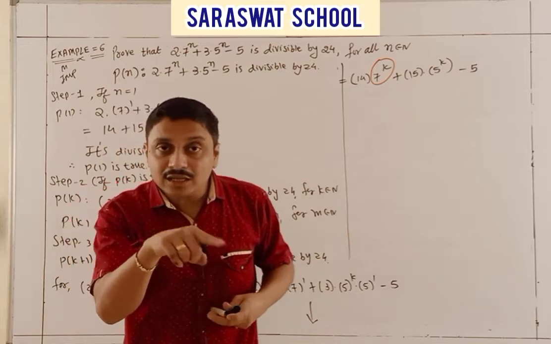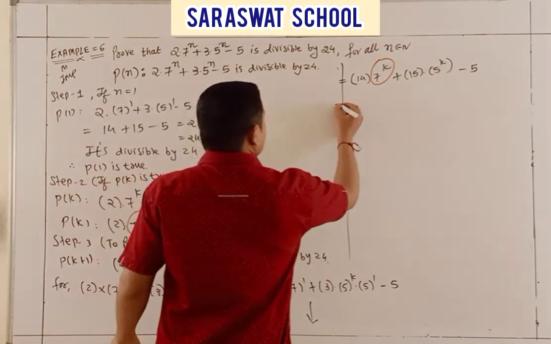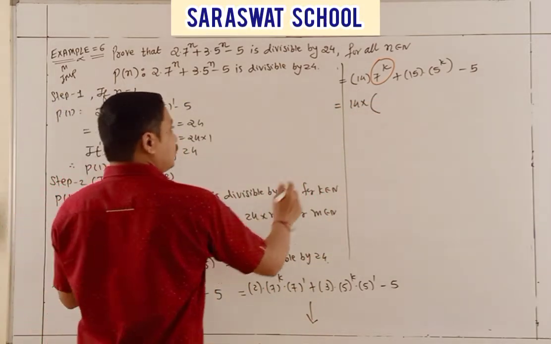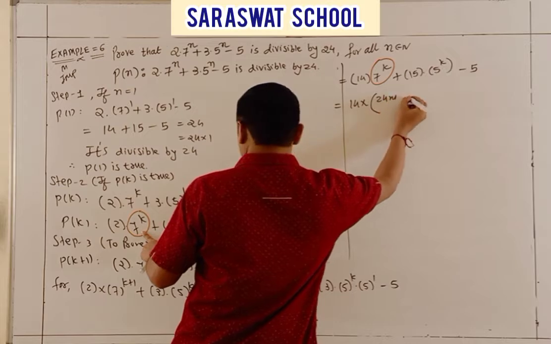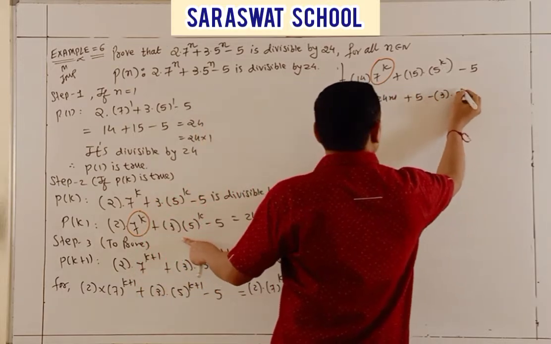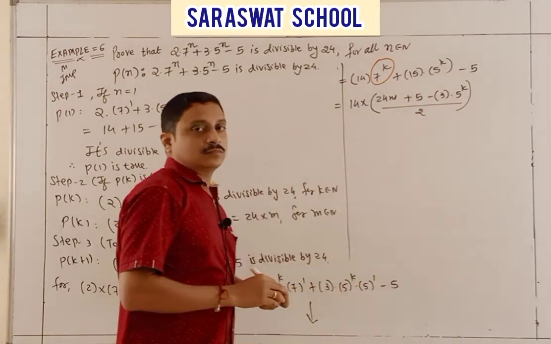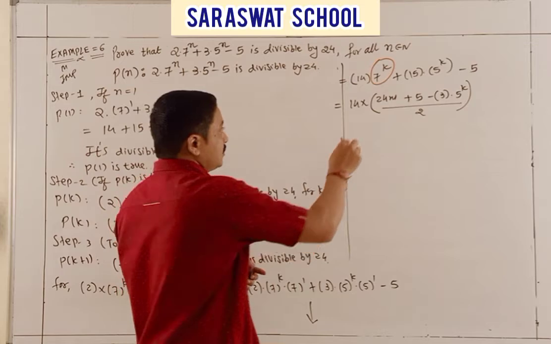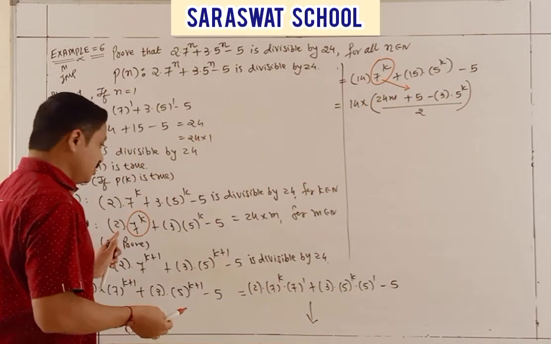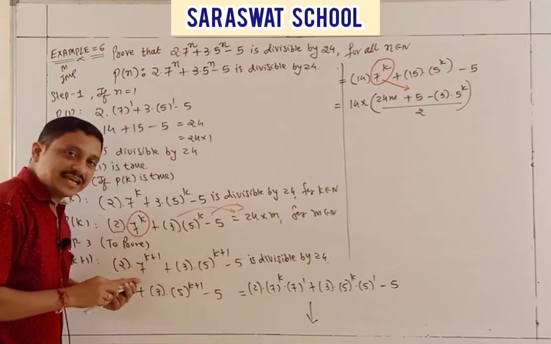Any one data, you translate them and put the value. 14 as usual. What is the 7 raised to k here? 24n plus 5 minus 3 into 5 raised to k by 2. One more time, this value is actually coming from here.